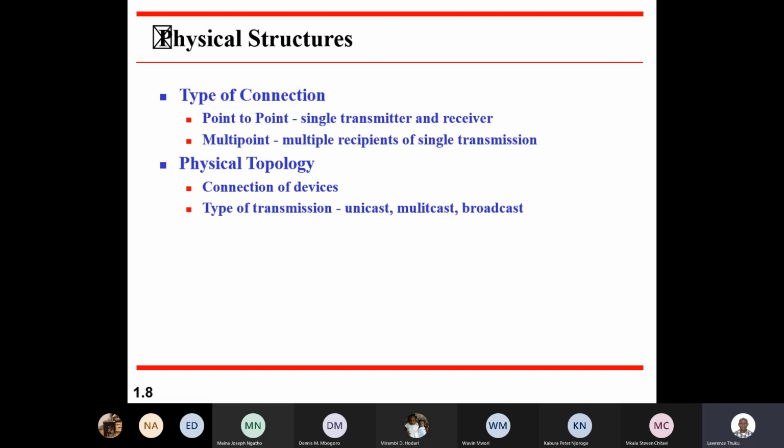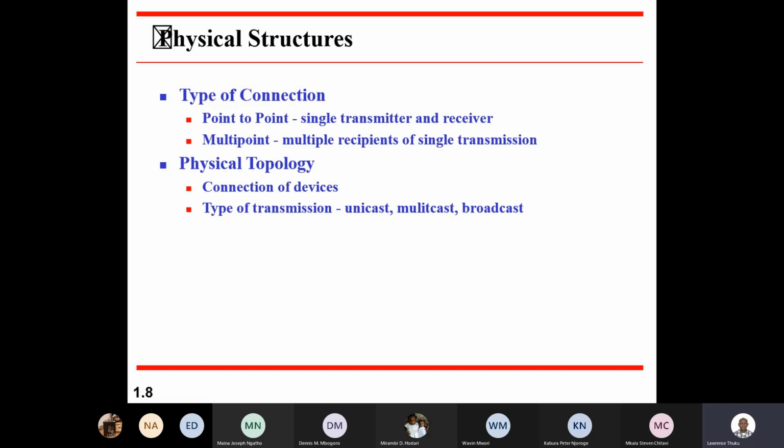So in the physical topology, we look at what we mean by the connection of devices. Connection of devices is important. That physical connection, you should be able to see it physically connected. And of course, on the other end, from a logical perspective, we look at the type of transmission.